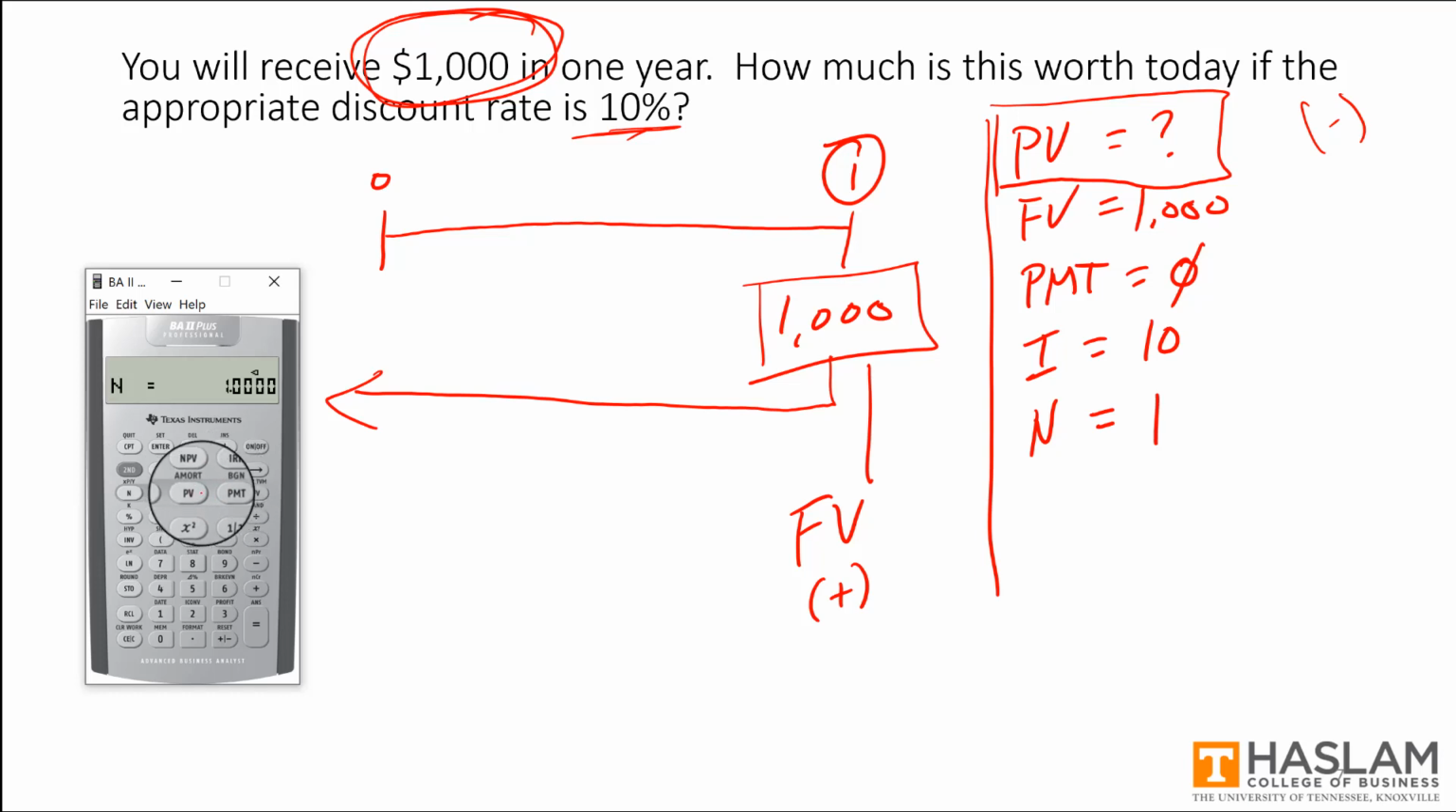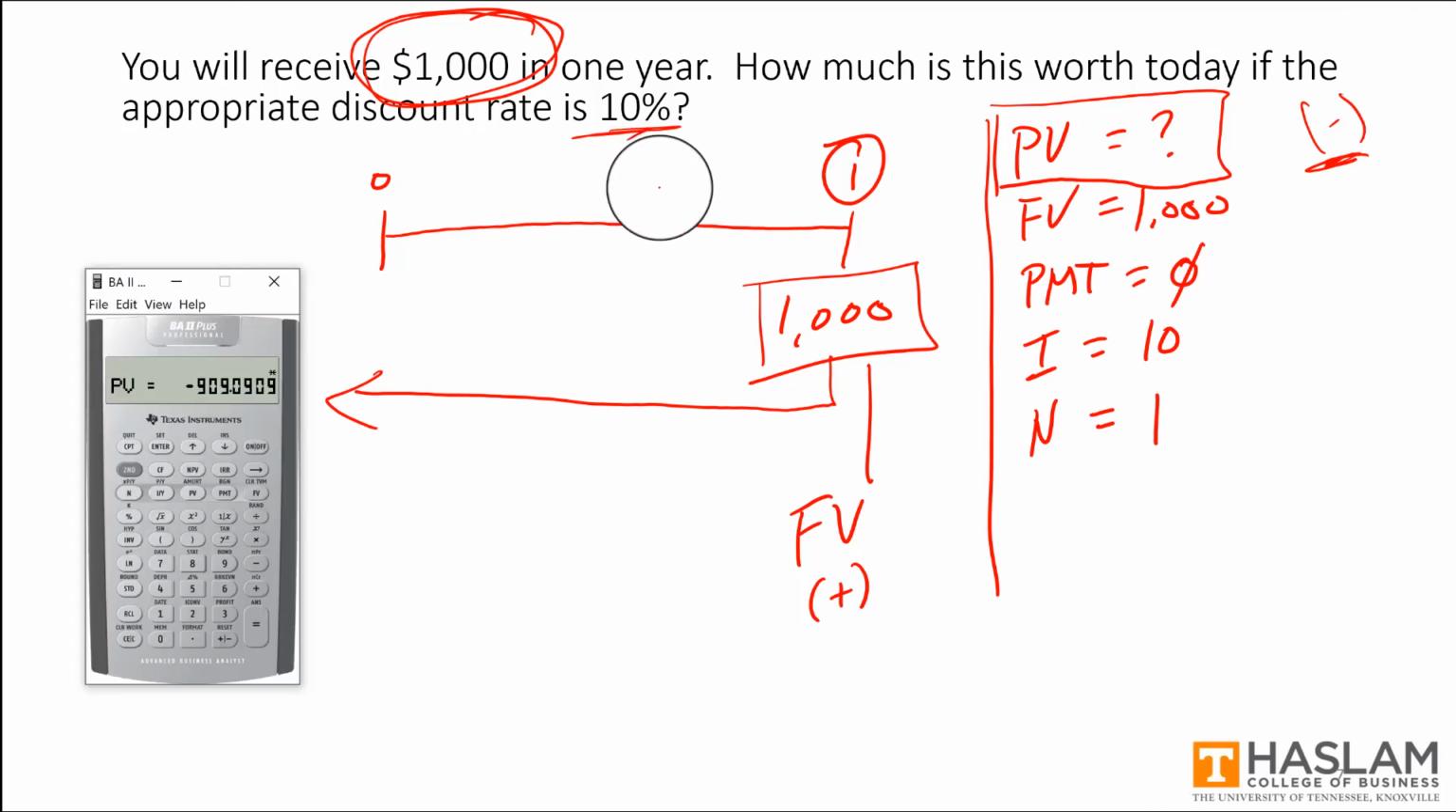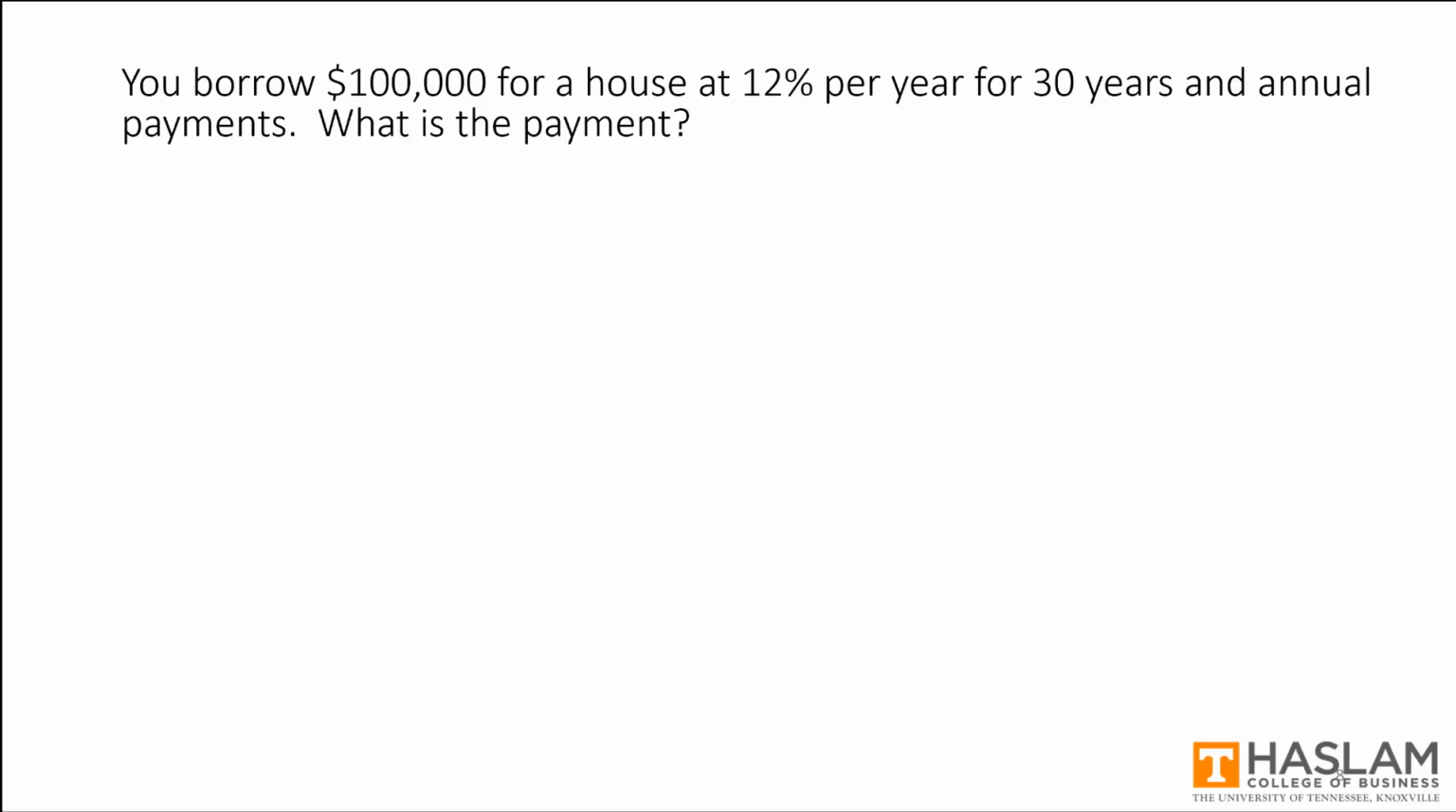Now I don't just press PV, I say compute PV. So here's the compute key up in the top left. So compute PV, and I get minus 909. And so it's negative as we expected it to be, okay? And it's a number that is lower in value than the $1,000, and so discounting this does work right. And so if you want to check this out, take 909 and 9 cents and multiply it by 1.1, and you'll get to $1,000.